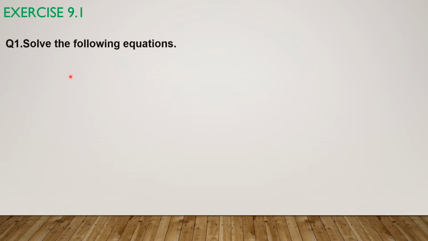Let's start exercise 9.1. Question number 1 is solve the following equations. Equation is given to you, that is 1 by 8x is equal to 4. This is a linear equation because power of x is 1 and one variable is involved, means this is linear equation of one variable, that is x. Now question is solve the following equation.